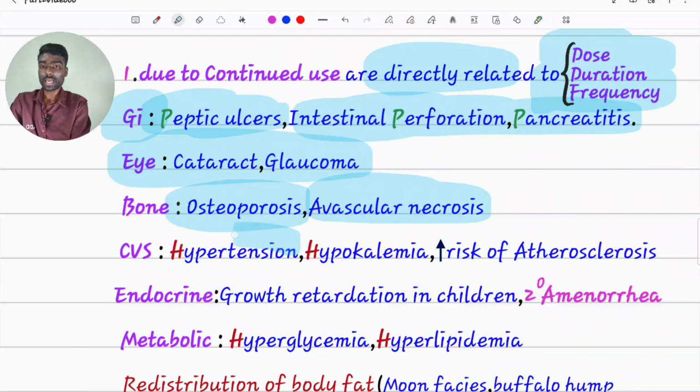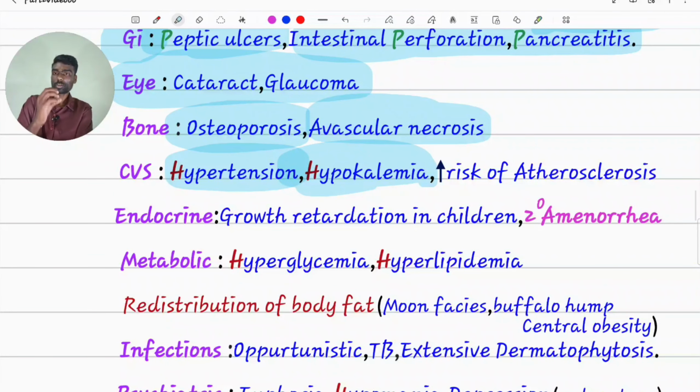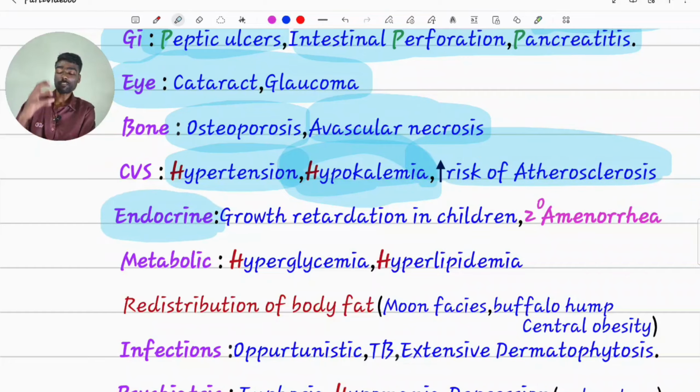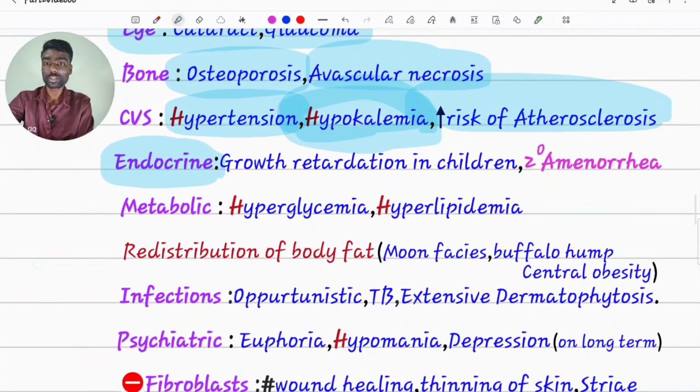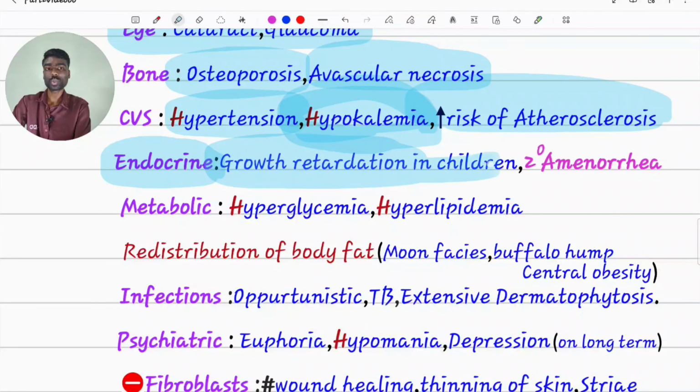Avascular necrosis, hypertension because of sodium and water retention. Hypokalemia because of mineralocorticoid effect. Mineralocorticoid effect will cause retention of salt and will eliminate potassium from the body, which leads to hypokalemia. Increased risk of atherosclerosis because of fat redistribution, hyperlipidemia. Endocrine side effects like growth retardation in children. Secondary amenorrhea. Metabolic effects like hyperglycemia, hyperlipidemia.